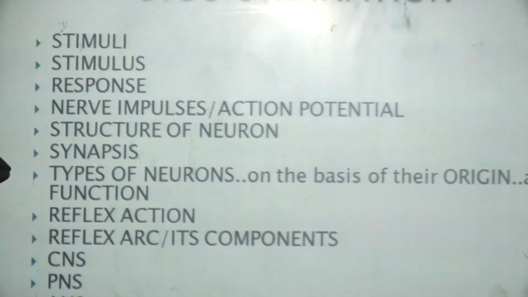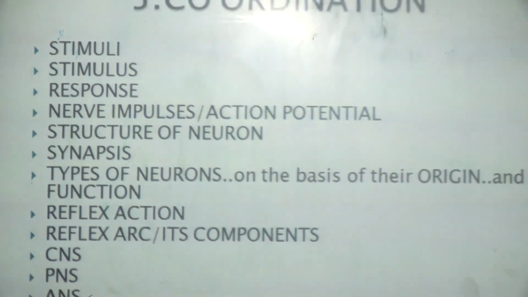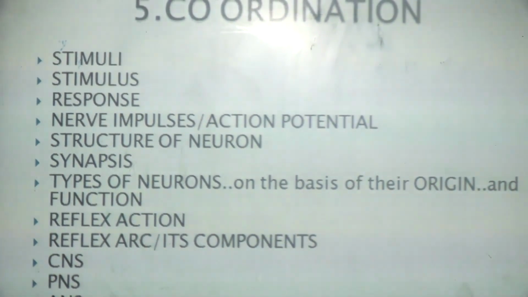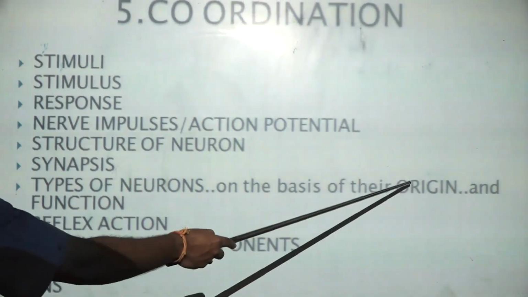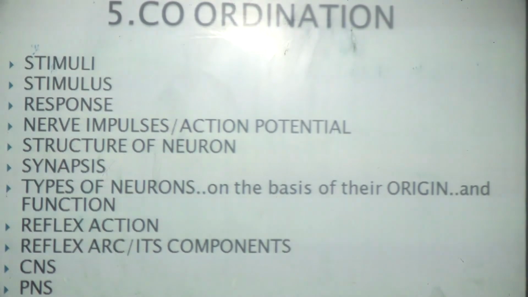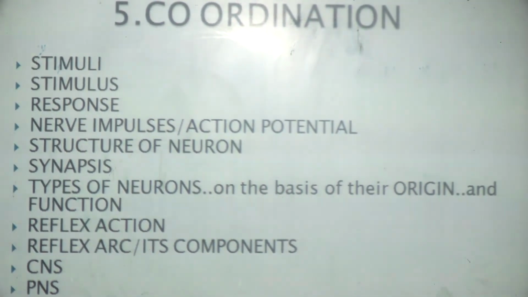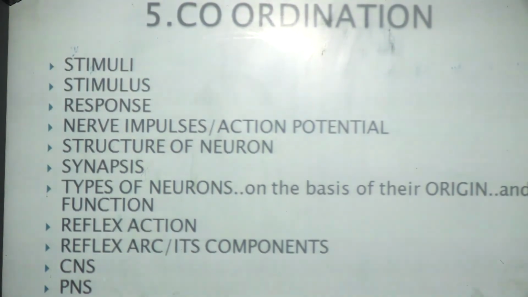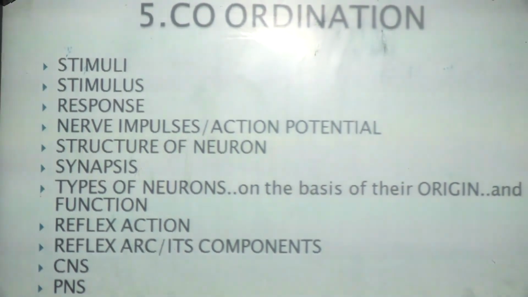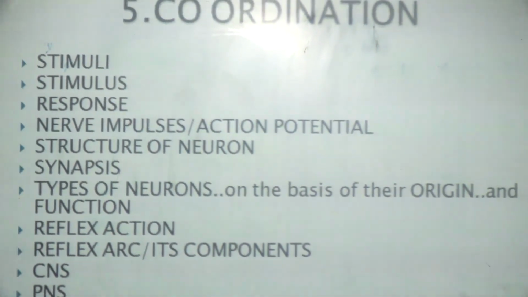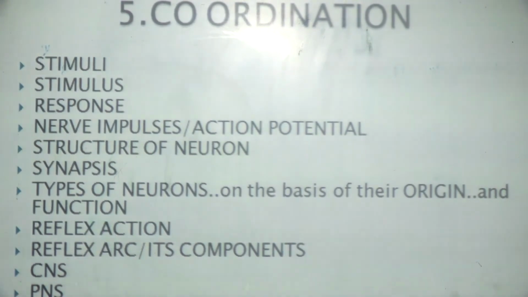Let me stick on here. On the basis of origin, the types of neurons are 2. That means origin, where they are born. Some neurons develop from the brain; they are called cranial nerves or cranial neurons. And some others develop from the spinal cord. So 2 types of neurons are there on the basis of their origin. One is cranial nerves, another one is spinal nerves.